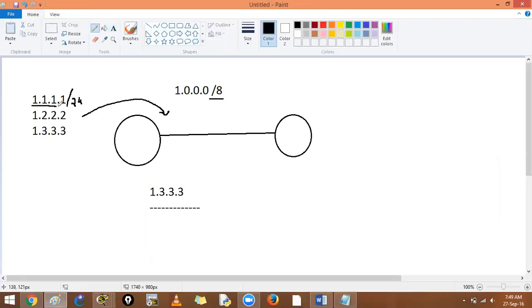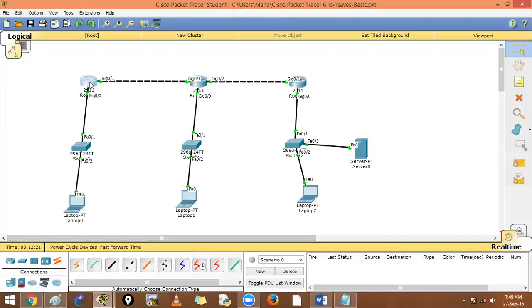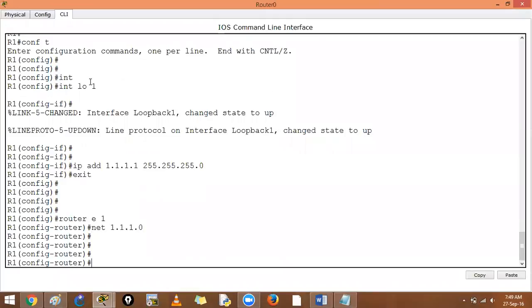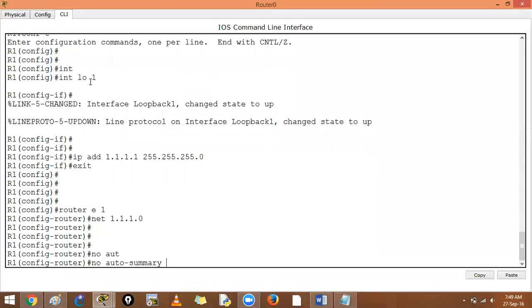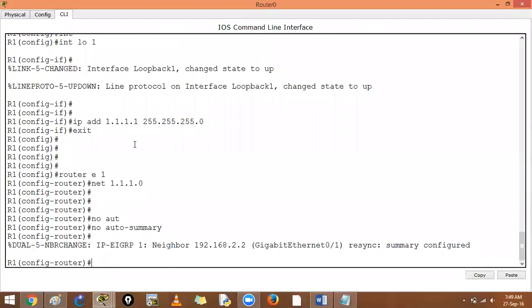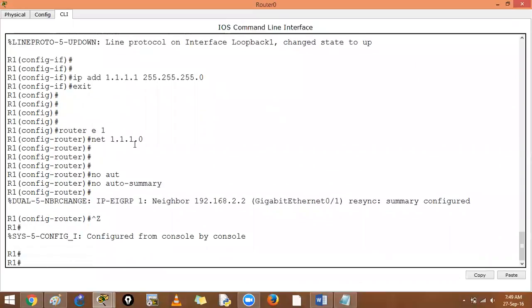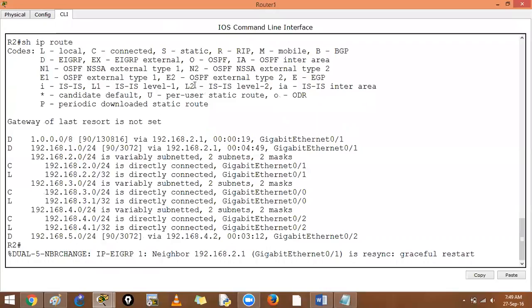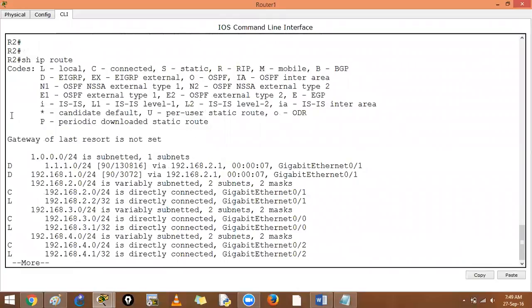You can say, tell only one. So what I will do here is, and you must also say, no auto-summary. This will flap the neighborship, but after saying no auto-summary, see the behavior on router 2. The behavior on router 2 has now changed. Earlier it was /8, now it shows the perfect network /24. Why? Because I am not giving you a summary route.